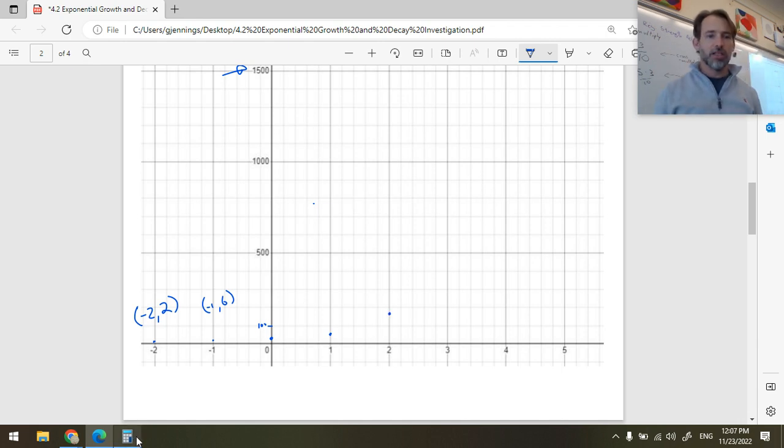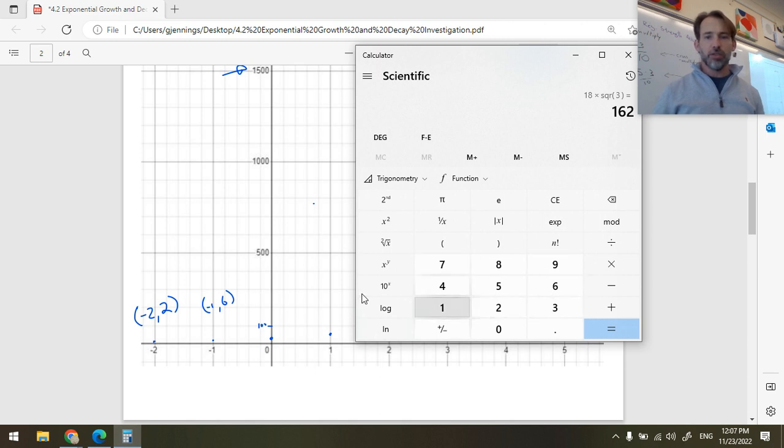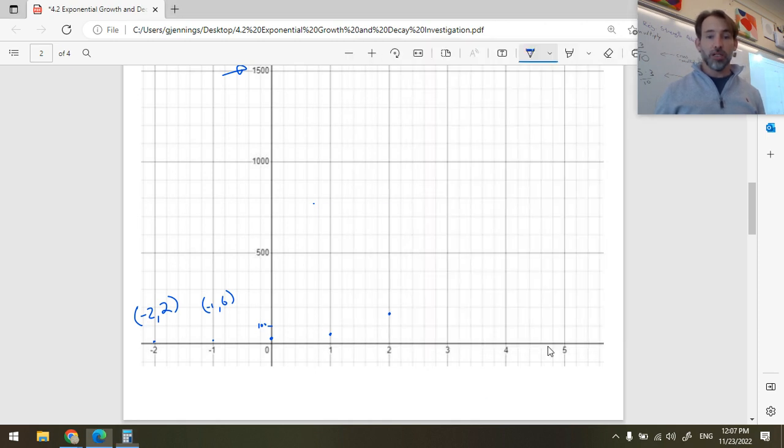All right, let's see how many bunnies in the third year. So to do the third year, I'm going to still have 18. And I multiply that by 3, raised to the power, and I use my x to the y button here, raised to the power 3, equals, 486 bunnies. Oh, that's a lot of bunnies. Almost 500.